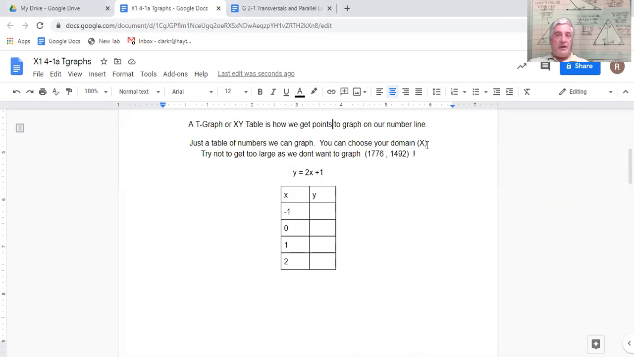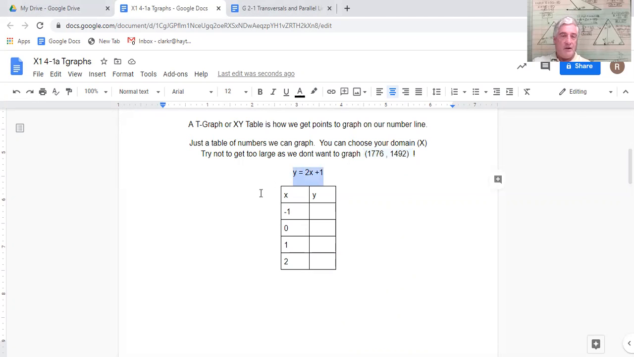You get to choose the x. Now, you probably don't want to graph 1776 or 1492. It's way off my graph. My graph only goes to like 8 or 10. You probably don't want to have to multiply one of those numbers by 2 and add 1.